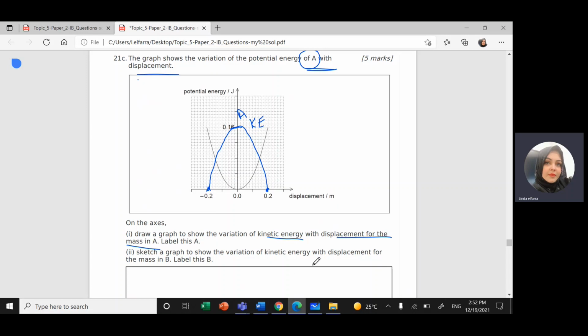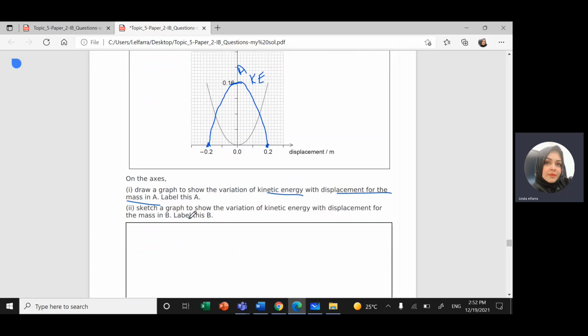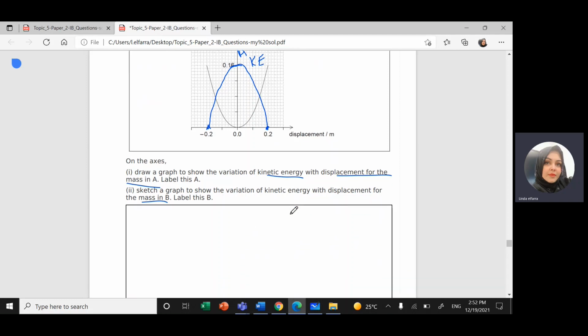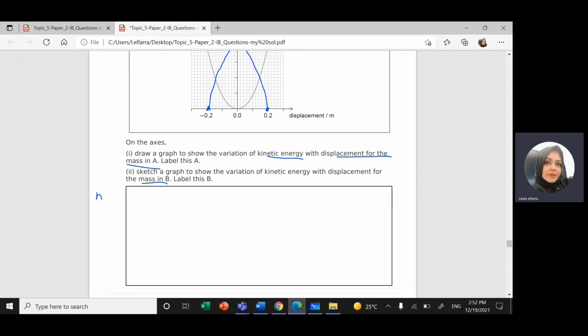Now, on the same graph, draw the variation of kinetic energy with displacement for mass B. This we have to calculate first. Now I know for mass A, kinetic energy will equal 0 at the maximum displacement. Maximum displacement from the graph, it was 0.2 meter. Total energy in this case will equal potential plus kinetic energy. Kinetic energy is 0. That means the total energy will equal the potential energy.